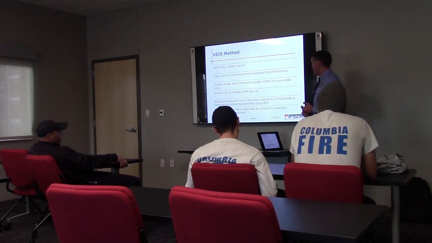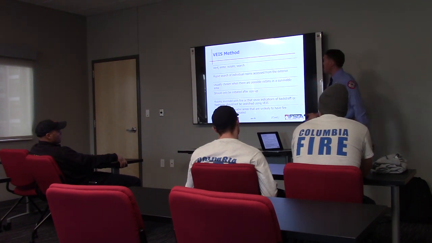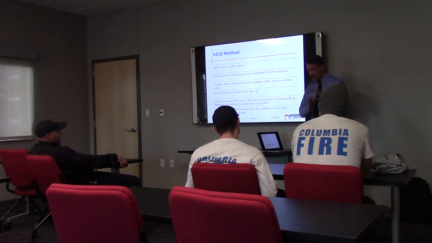We're going to do this whenever there's possible victims in a survivable area. You would not VES a flashing compartment. So if we saw a second story window with fire blowing out and the entire compartment was alight, we're not gonna VEIS that compartment because we're not gonna survive and there's nothing surviving in that room. However, right next to that compartment, there may be a tenable space.